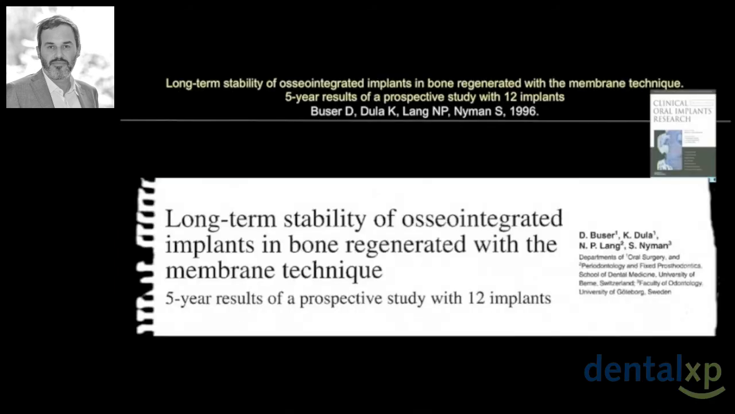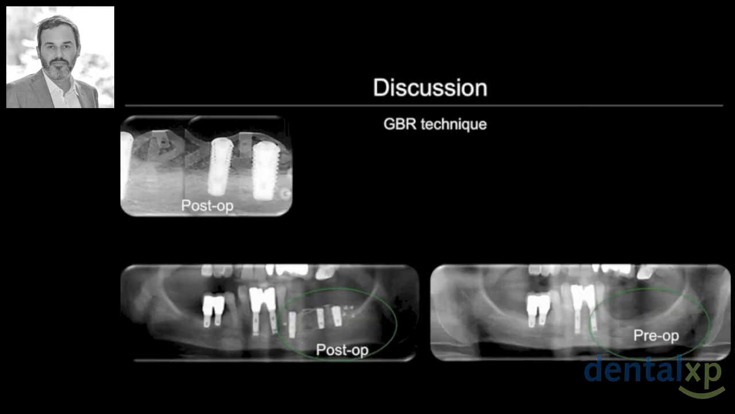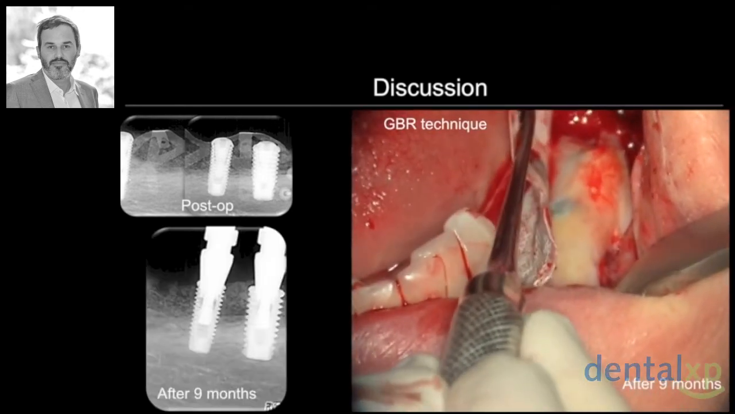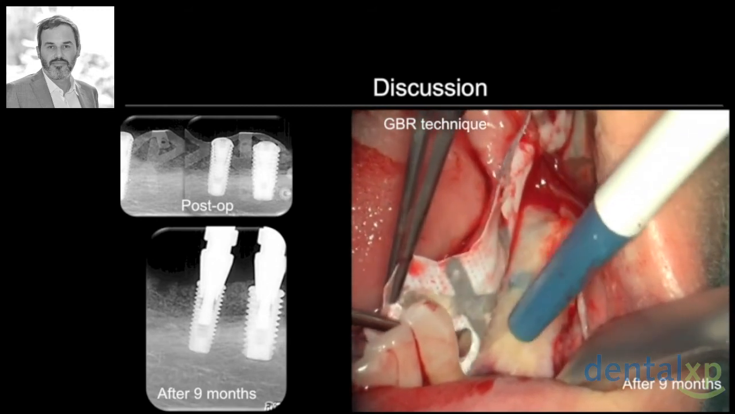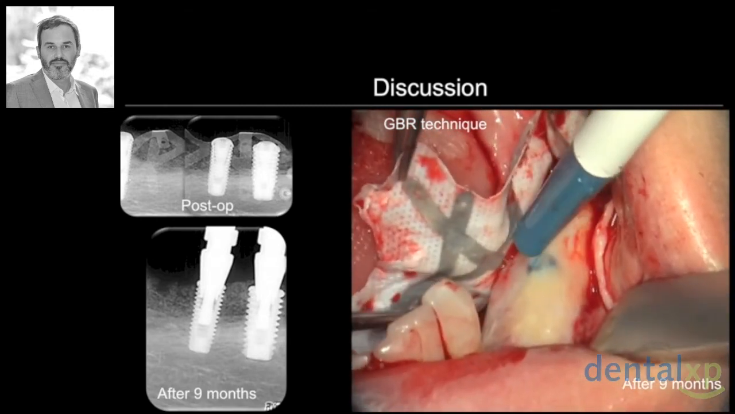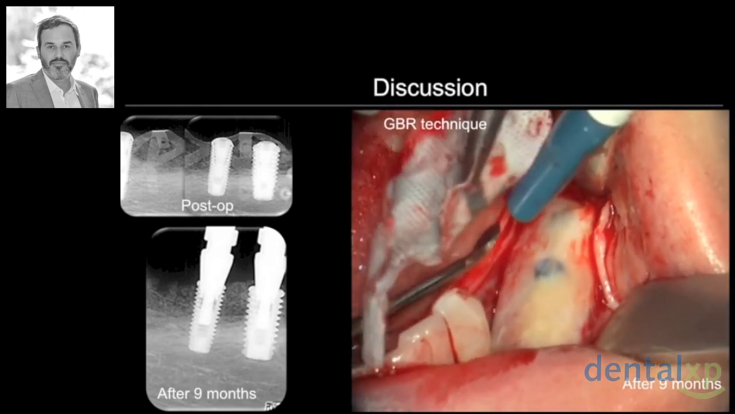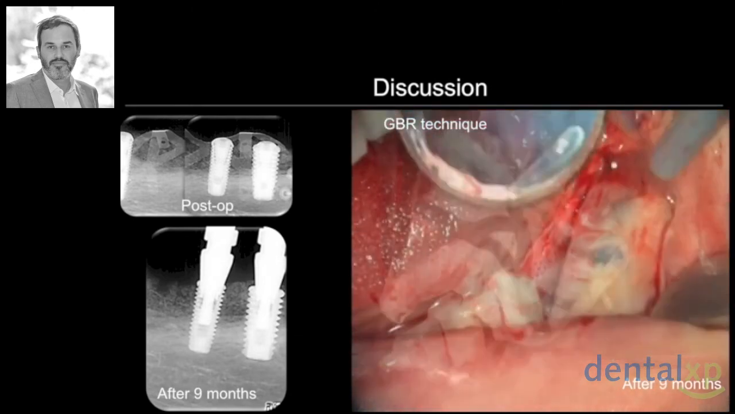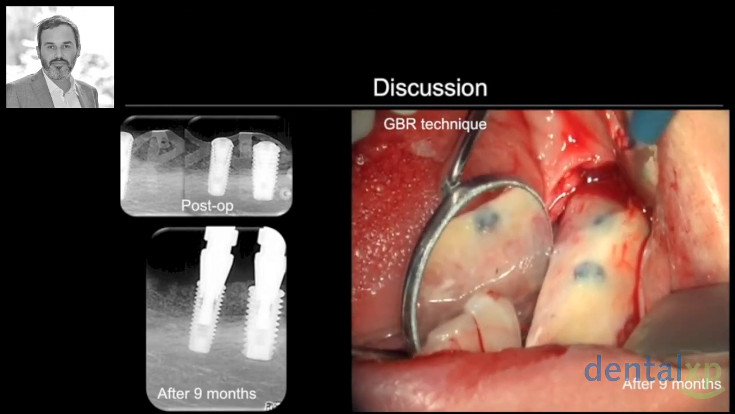What can we say about GBR in the posterior mandible? GBR in the posterior mandible, to solve any kind of atrophy, both vertical and horizontal, has the advantage of inserting the implant at the same time as the reconstruction. And when we return to the site 9 months later and remove the membrane, we find this white tissue, the connective layer concealing the regenerated bone.